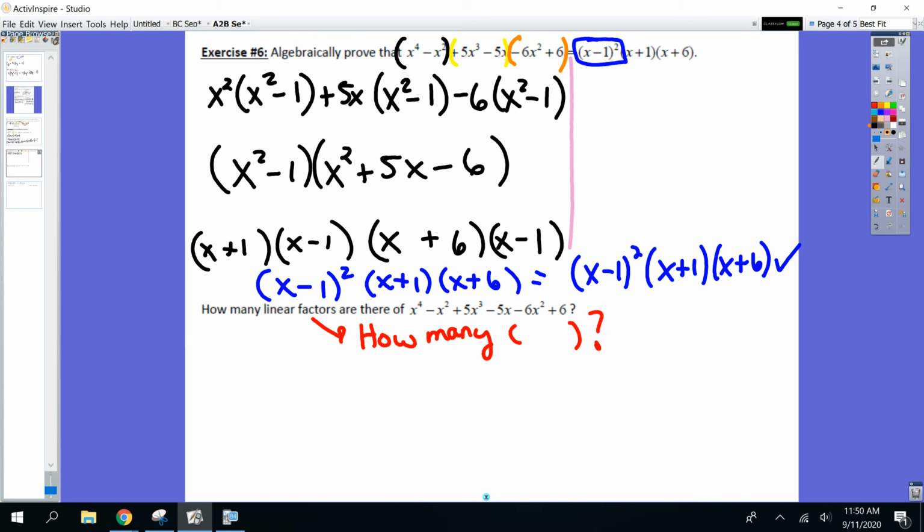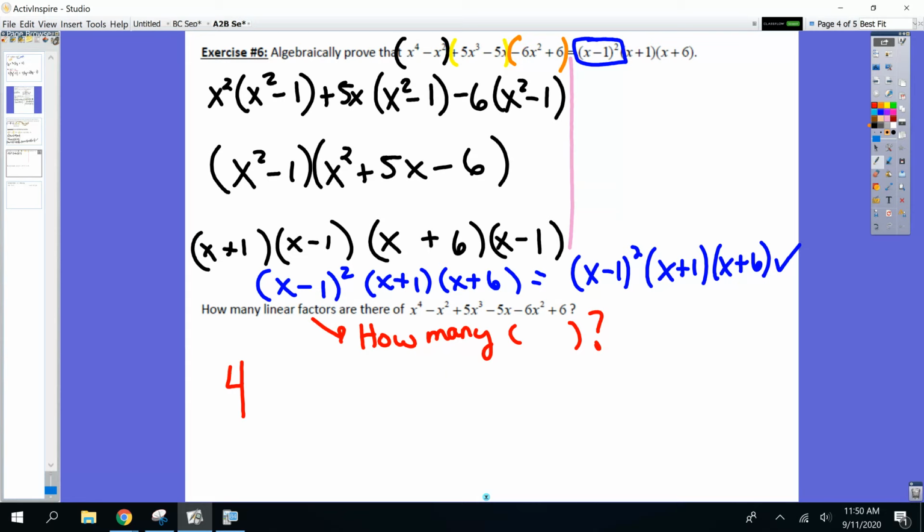Well, ready? We got x plus 6. We got x plus 1, but here's why I asked this. How many x minus 1s do we have, even though we wrote it like this? 2, right? So we had x plus 6, x plus 1, and 2 x minus 1s. So how many linear factors? We have 4 of them. Even though 3 of them are listed up there, remember the square tells me x minus 1 happened twice. Okay? Questions from you guys?